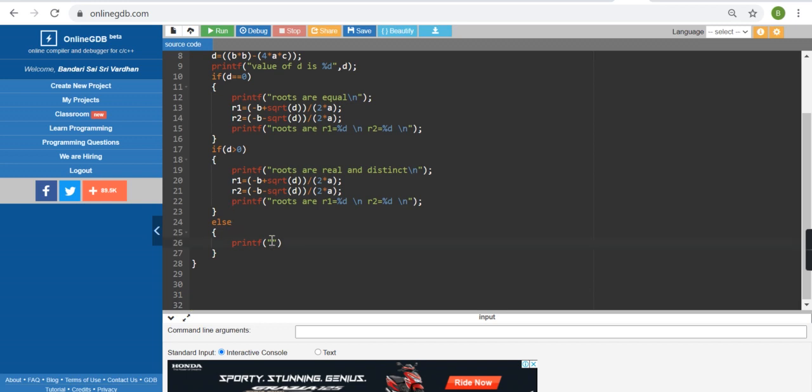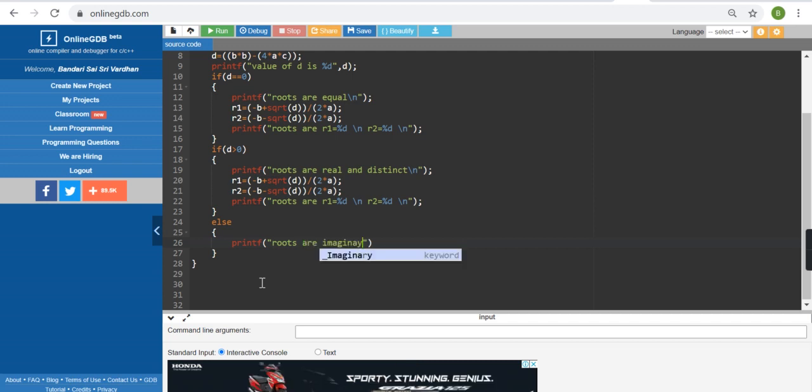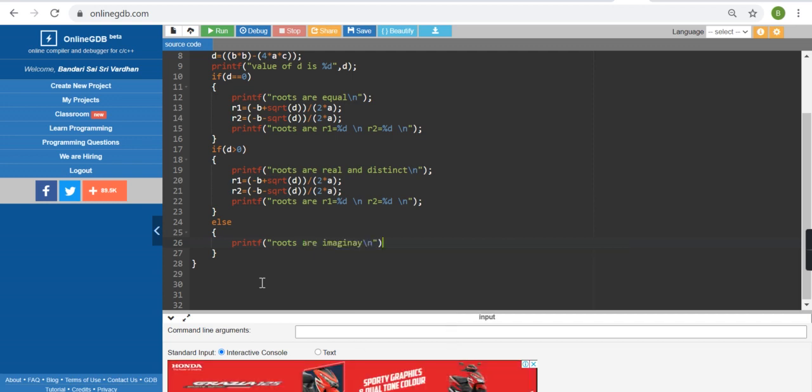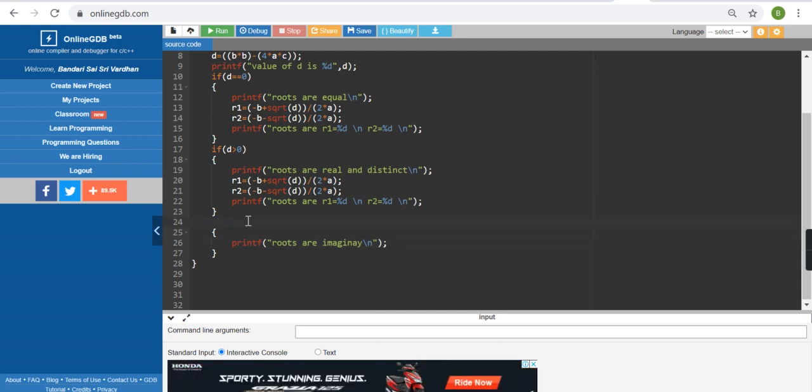So I can use the else part here. So here I have to use roots are imaginary \n. So by this the program has been completed. If you don't want to use the else part here, you can also write if d value is less than 0, then you can do this, or else you can write simply else. I will show you the program after running.